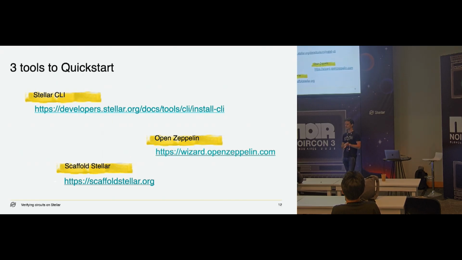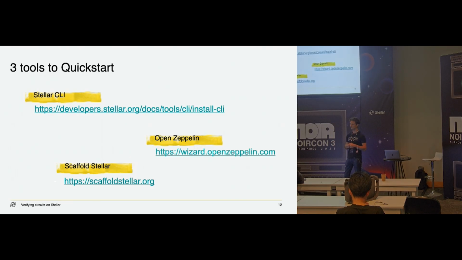Here there are a lot of smart contracts you can start with. If you know OpenZeppelin, they are famous for their wizard. You can go on the wizard page, and now there's a Stellar section to actually start to play with Stellar smart contracts.